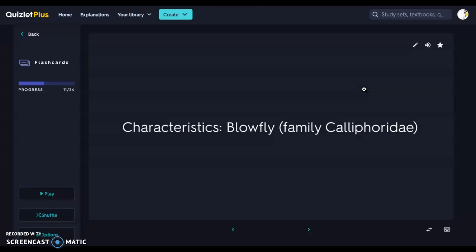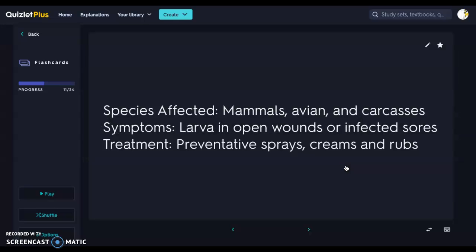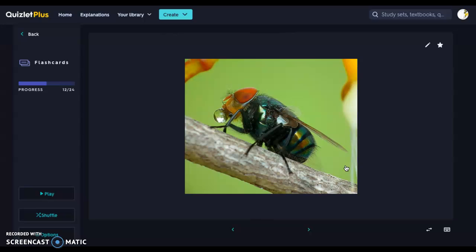Next, we have blowflies. So blowflies are from the family Calliphoridae. And blowflies will affect mammals, avians, and anything that's dead. So any carcasses, doesn't matter what kind of carcass. Symptoms, you're going to see a larva in open wounds or infected sores. So if you have an animal that sliced itself out in the pasture and it doesn't get cleaned, then you may see what we would think of as maggots in that, but that's a larva. Treatment is going to be preventative sprays and then creams or rubs. So really you can prevent these infestations, but it's just about using the preventative medication.